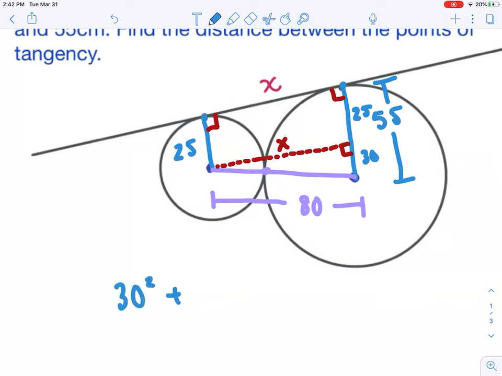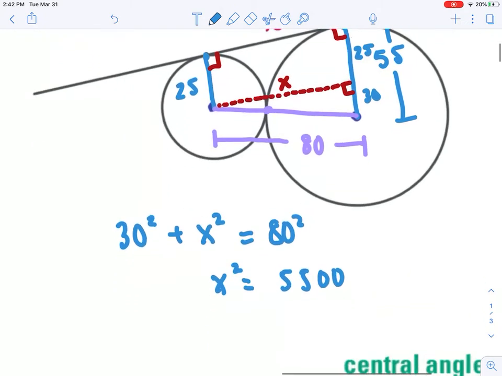30 squared plus x squared equals 80 squared. x squared, I'm going to get 5500, which means x is 10 square root 55.